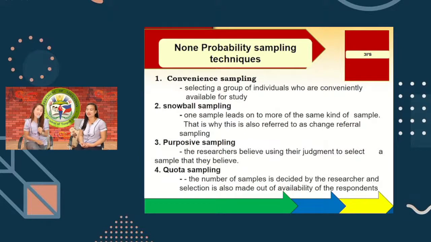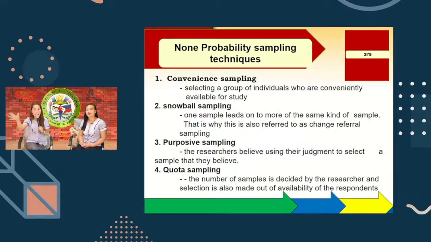Lastly, learners, we have quota sampling, from the word quota. The number of samples is decided by the researcher, and the selection is also made out of the availability of the respondents.